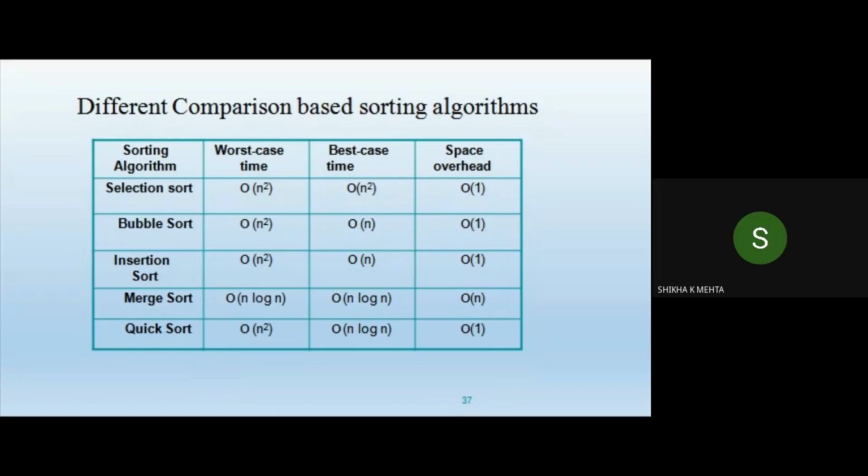So when we are trying to solve a certain problem, you have to do the analysis and see what is more important. If you have less space, then you go for the quick sort algorithm. If you have more space and there is no constraint on the space required, you can go for the merge sort algorithm for the sorting.